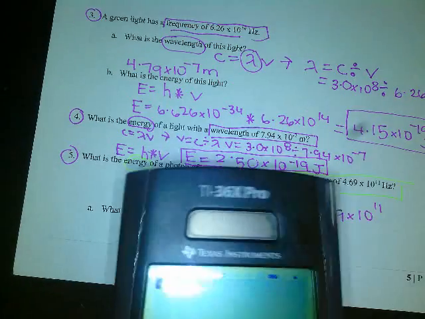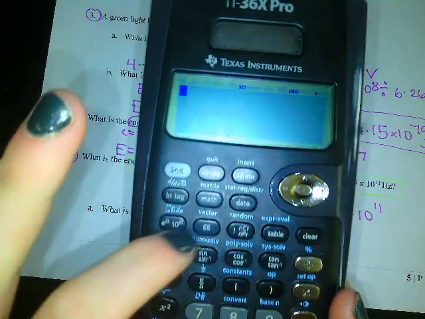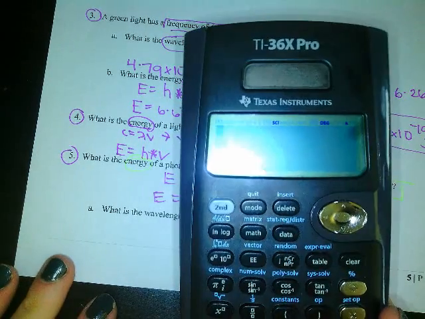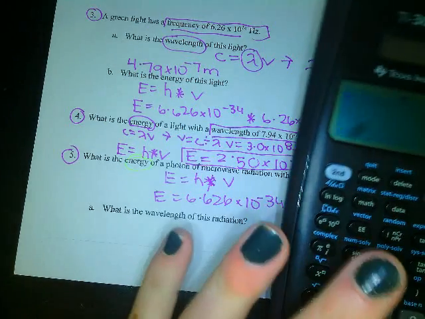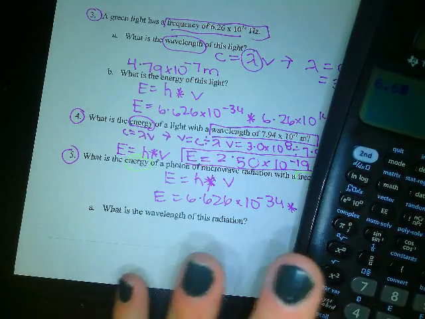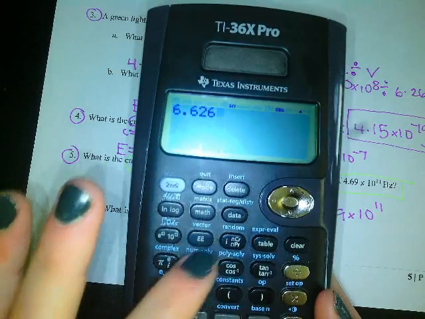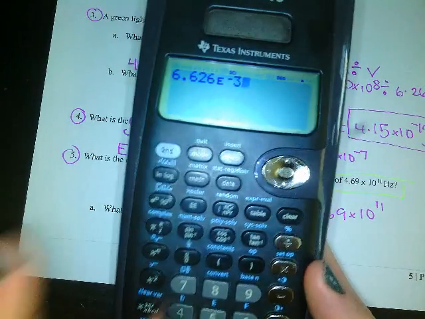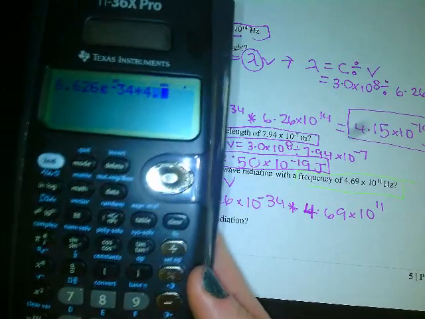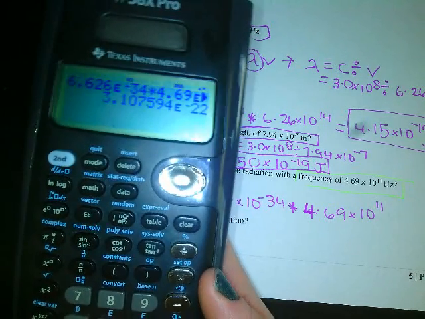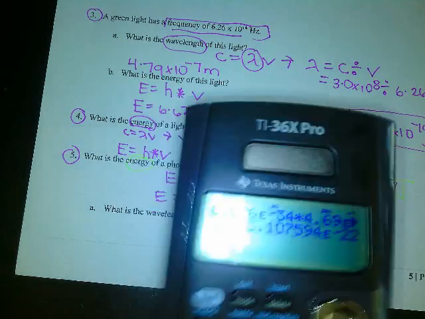If you are not sure how to use or find something equivalent on your calculator to the EE key, please let your teacher know so we can help you with that, because it really does help quite a bit with these exponents. 6.626. On some of your calculators, you might have to push second EE. It depends on your brand. But if you have this model, it's just really easy. That stands for times 10, negative 34, times 4.69 E11. There we go. That's my energy.